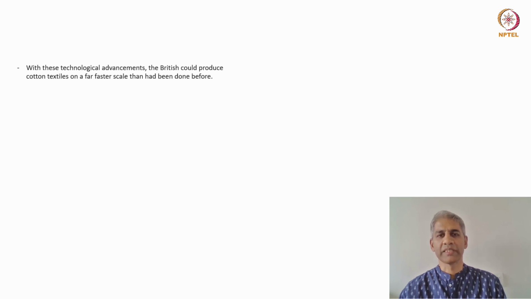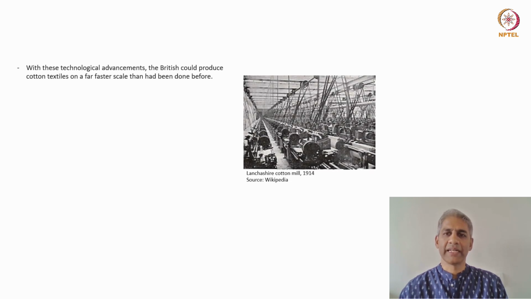So, as I said before, the Industrial Revolution led to the development of this textile industry in England, where they could produce cotton textiles on a much faster scale. And here is an example of a cotton mill in England, and you can see the very large factory which is being used to produce cotton cloth. And of course, England had many such mills, and we also had mills in India, especially in Ahmedabad and Bombay.